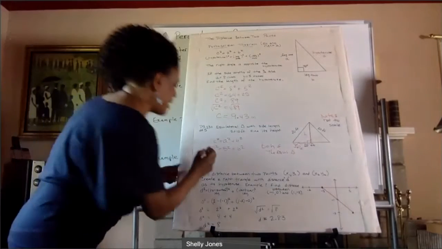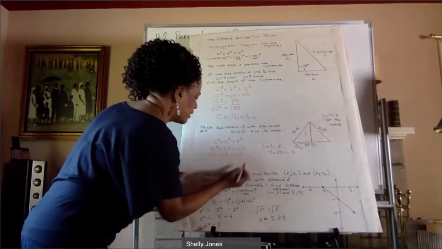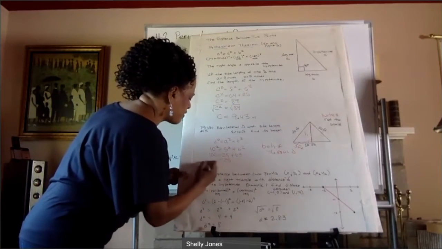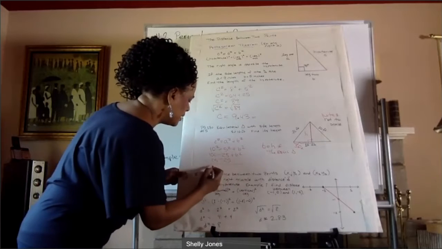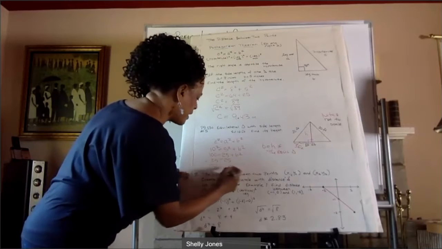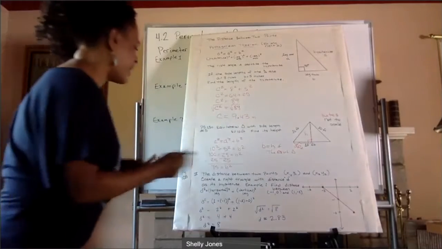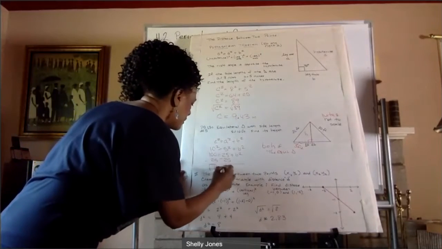And then basically I have 100 equals 25 plus b squared. Subtract 25 from both sides. And I have 75 equals b squared. If I take the square root of both sides, then I'll have b equals, which is my height.